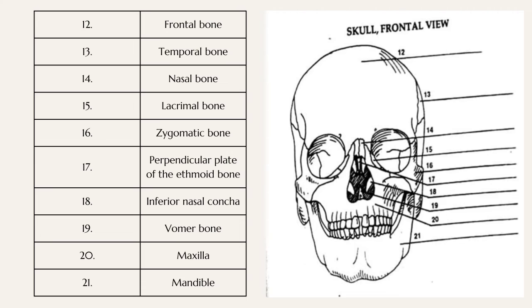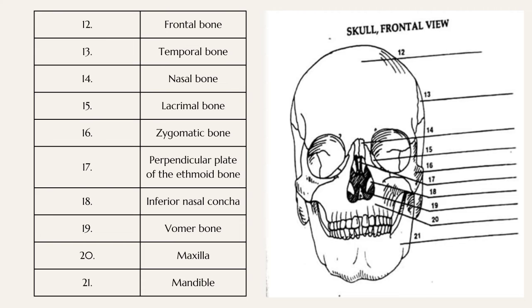Number 20 is maxilla and number 21 is mandible. So the frontal bone, temporal bone, nasal bone, lacrimal bone, zygomatic bone, maxilla, and mandible are the same as what I've said in the skull lateral view.